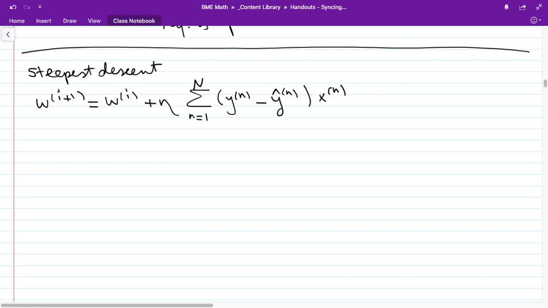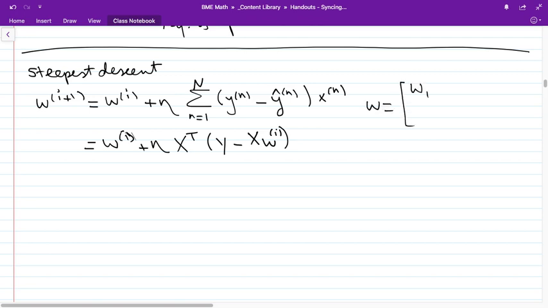So now the question is, all right, can I show that this algorithm is going to converge? If I write the sum in matrix notation, I have something that looks like this. Where, as before, my W is a vector that looks like this, and my X is a matrix that looks like this.